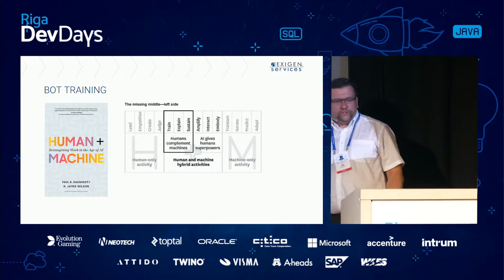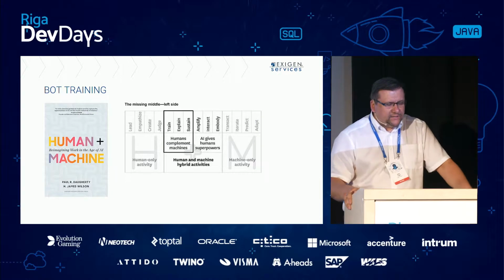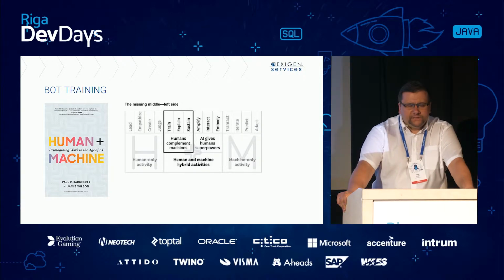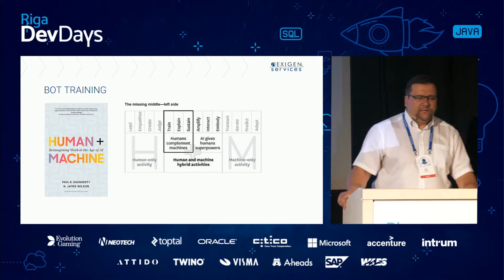And if you need some reading for this weekend or some following weekend, I strongly recommend the newest book about bots and bot training, Human Plus Machine. It was published a month or two ago, available on Amazon in paper or Kindle format.